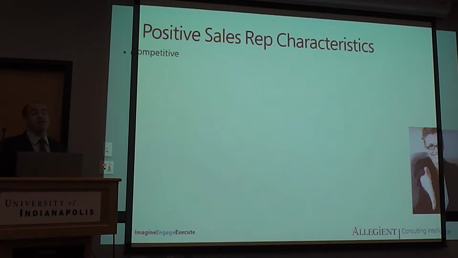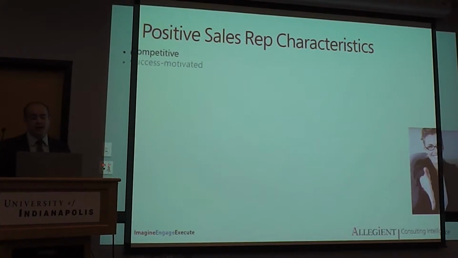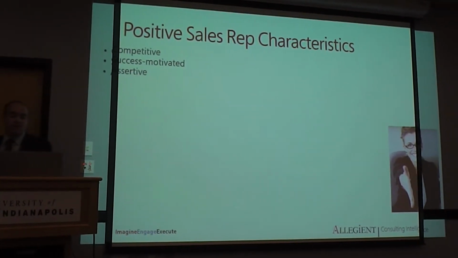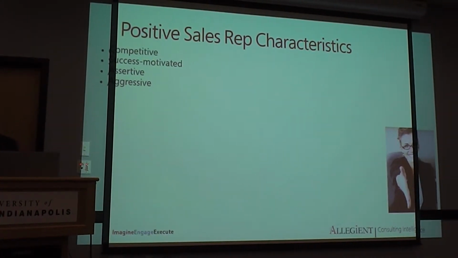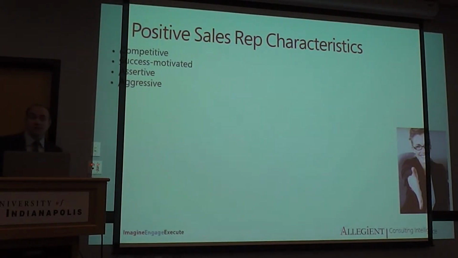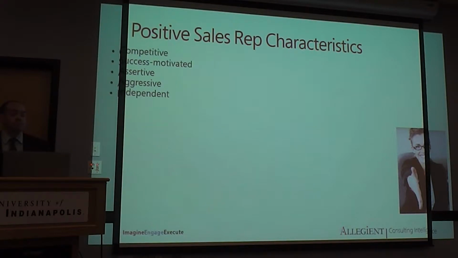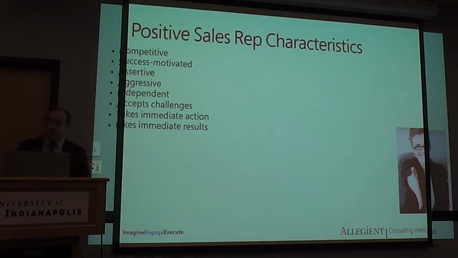Sales reps are competitive. If I told you you needed to go hire a sales rep and you put together a job description, we're going to walk through some of the things that would be on this job description. Some written, some unwritten. Competitive. Who wants a sales rep that's not competitive? Success motivated. Assertive, absolutely. Aggressive, maybe, yeah, we're going to close the deal. Independent, sure. Accepts challenges, absolutely. Takes immediate action, likes immediate results. That sounds like a good sales rep.